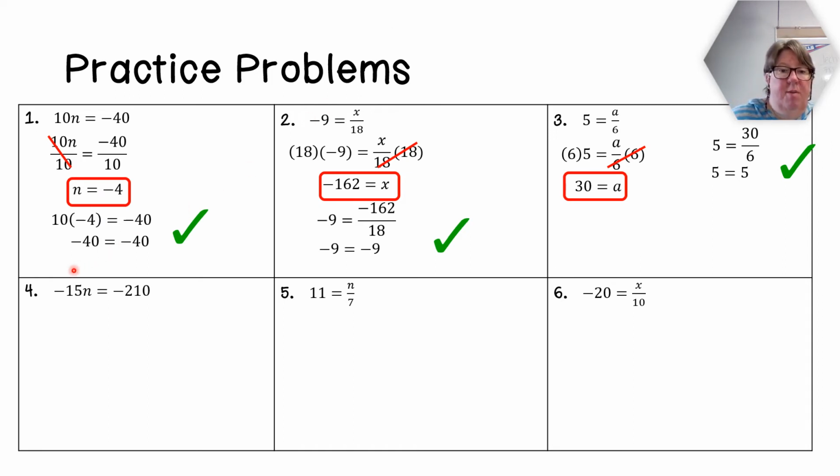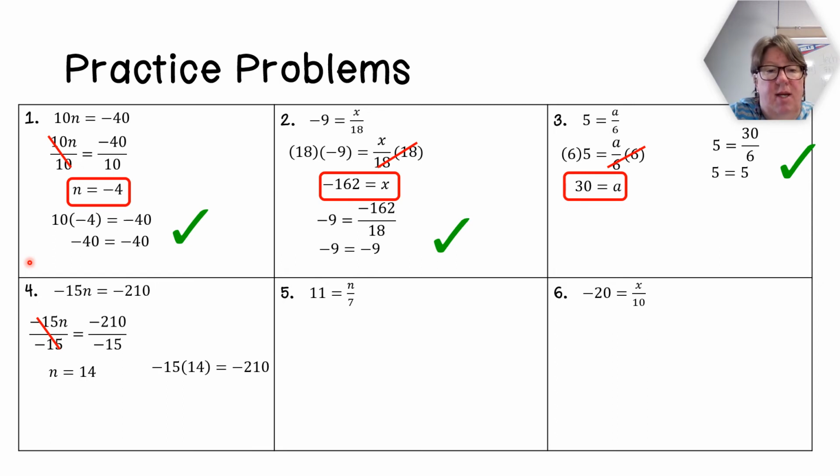Our fourth problem here is negative 15n is equal to negative 210. N has a coefficient. We want it to go away so that the n is alone. What do we do? We divide by the coefficient. So we're going to divide both sides by negative 15. Negative 15 divided by negative 15 is 1. So we are left with n is equal to 14.